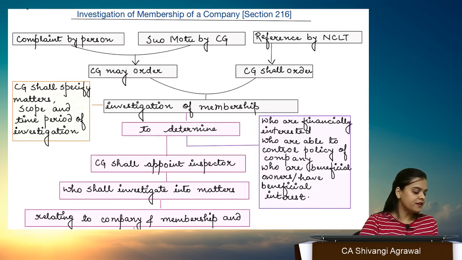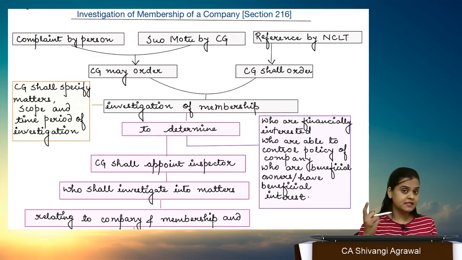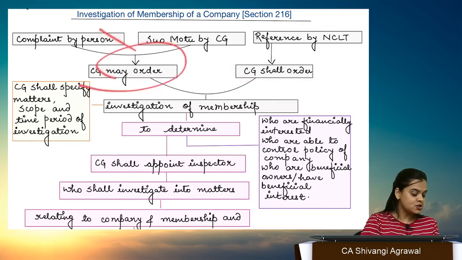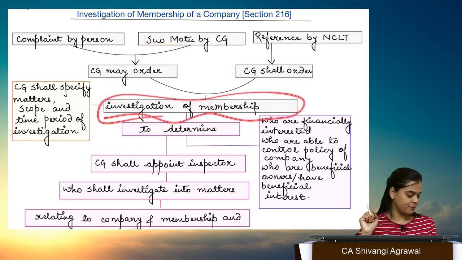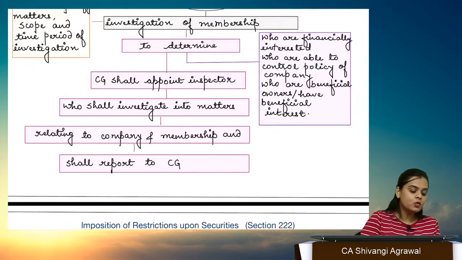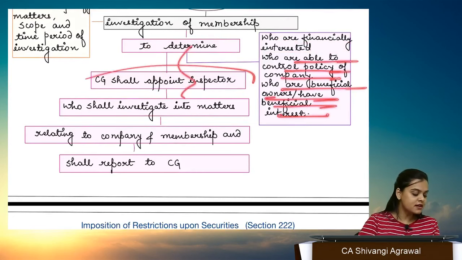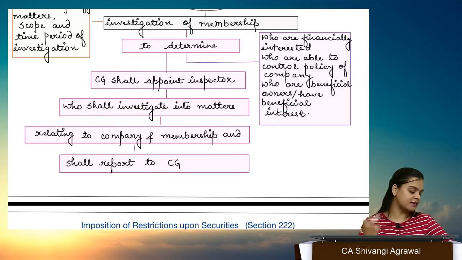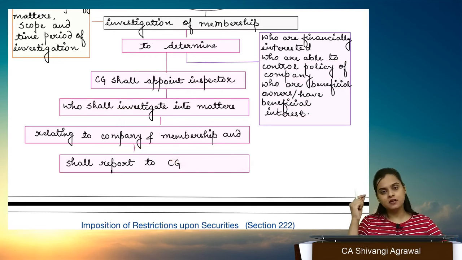So if a complaint is made by some person or suo motu by the government or by reference by NCLT, then CG shall order, and in these situations CG may order investigation into membership. Right, to determine who are the financially interested people who are able to control the policy, who are beneficial owners, etc. So in this regard also, CG shall appoint an inspector who shall investigate into matters relating to the company and membership and shall report it to the central government.